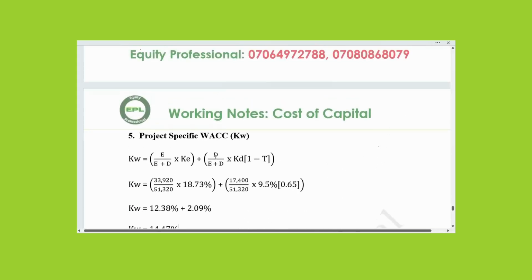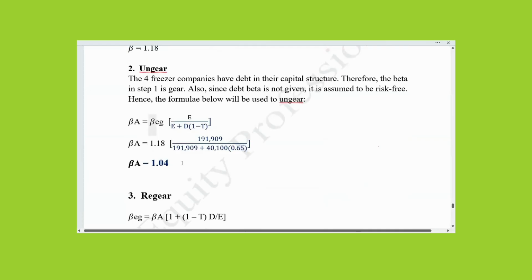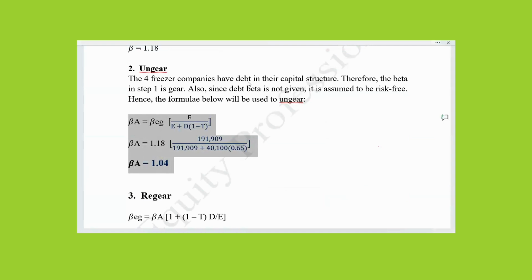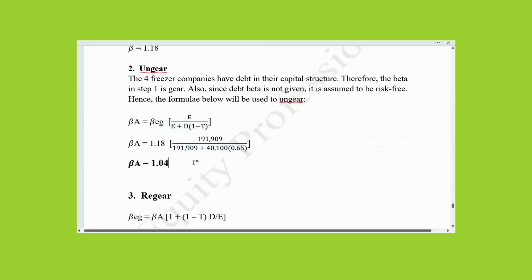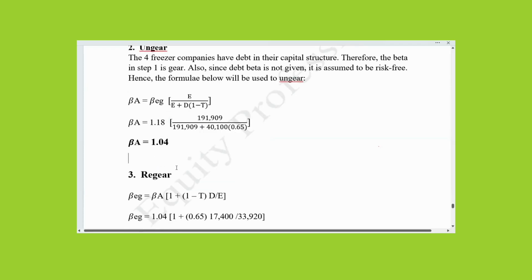I'm very sure if I give you this question as an assignment, some of you will not get it correctly because of how to calculate your market value of equity. That's why you have to think outside the box. Don't think that the question you have solved before is the way the scenario will be. The examiner will always change something to make it look different. Your ability to interpret the question and solve it correctly will determine your success on that particular question.